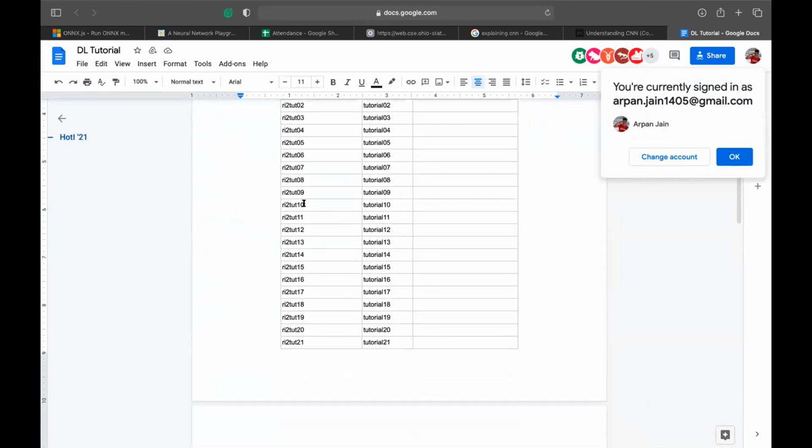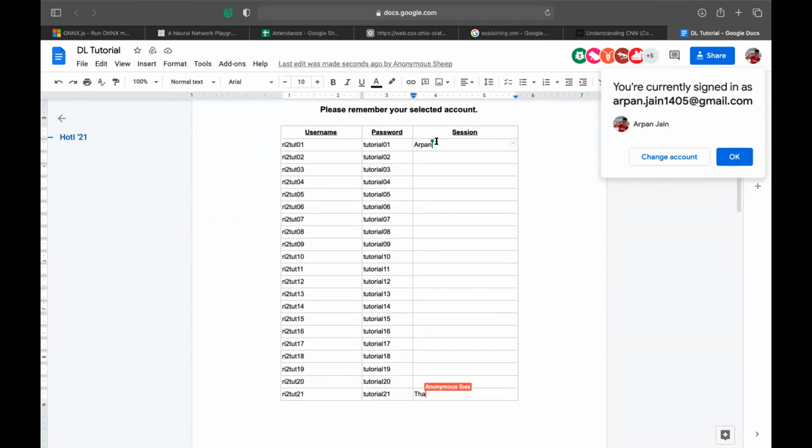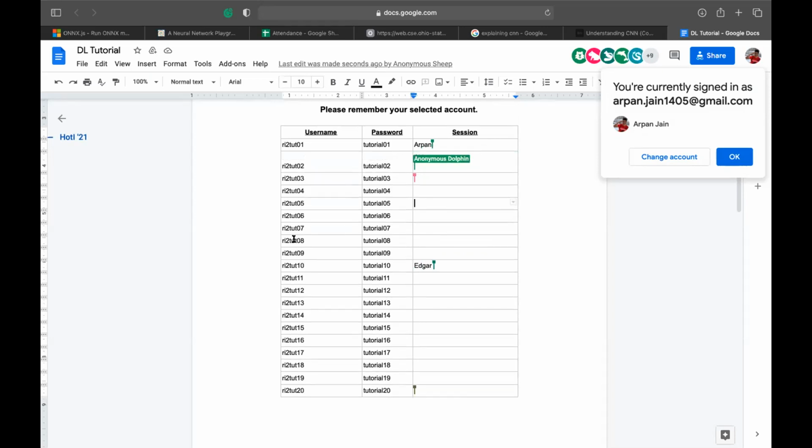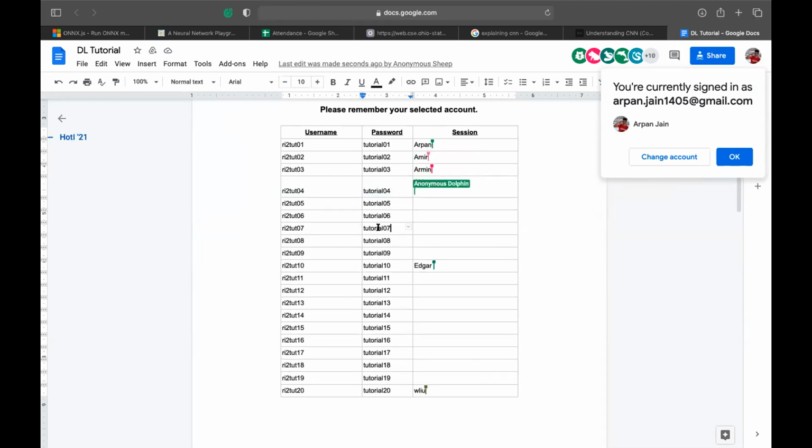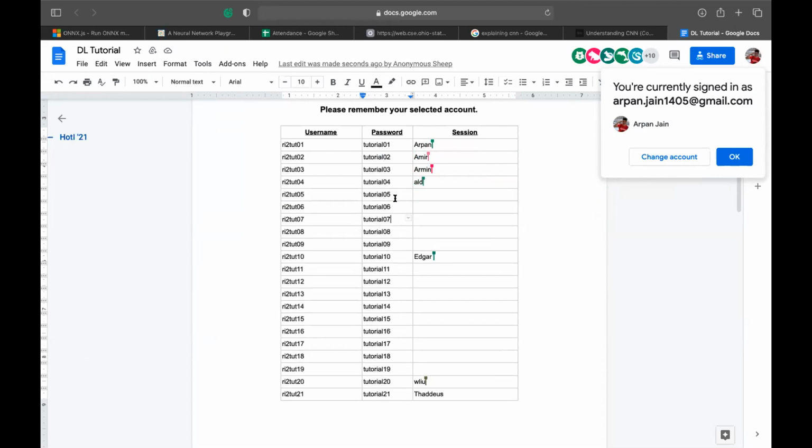You can claim an account and a password from here. I have already claimed mine. This is the RI201 username. If you want to, you can claim any account and put your name on it, so that others don't use this account. Once you claim this account, you can use the SSH command to log into the cluster and use the corresponding password. If you have RI2 tutorial 07, please use the corresponding password for tutorial 07. Please don't use the password from the PDF or the slides. Please use the password from here according to your username.